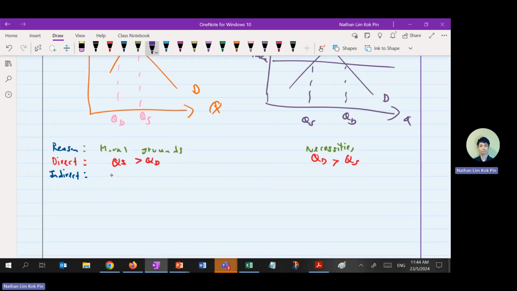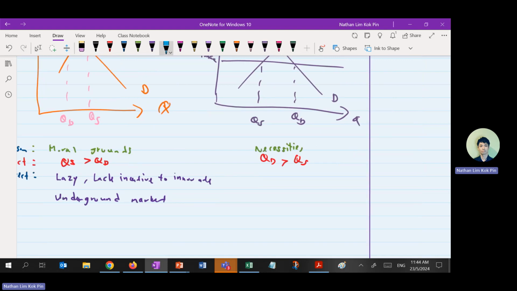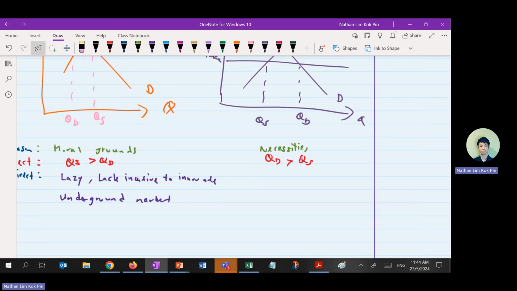Surplus, there's what? Lazy. Lack of incentive to innovate, following your planned economy, right? The second one is very important: underground market. What about the other one? For maximum price, it is long queues and underground market as well.